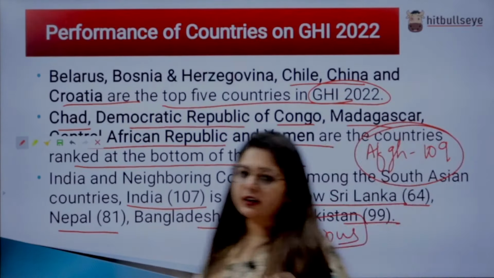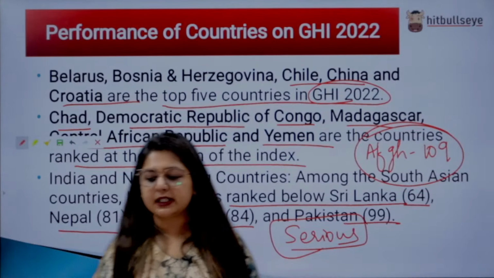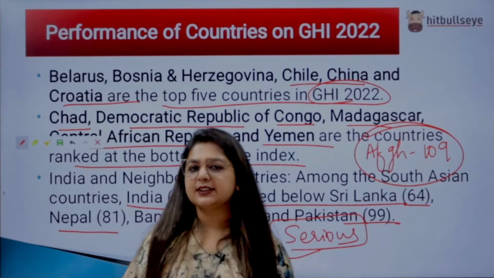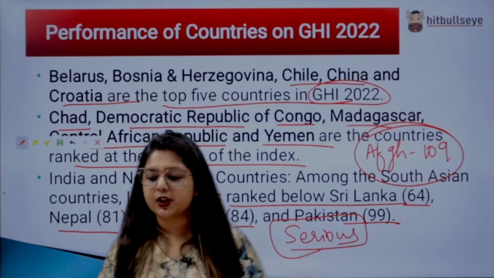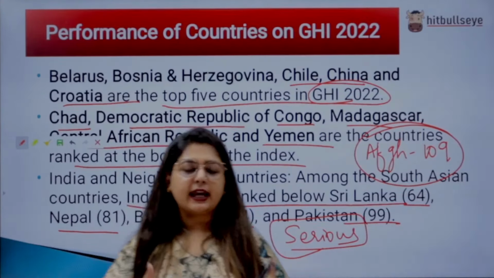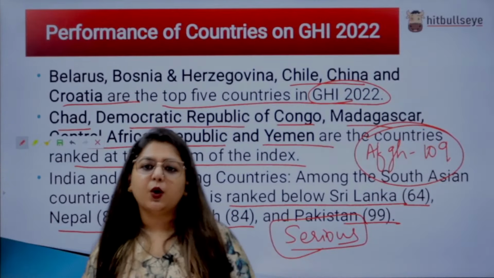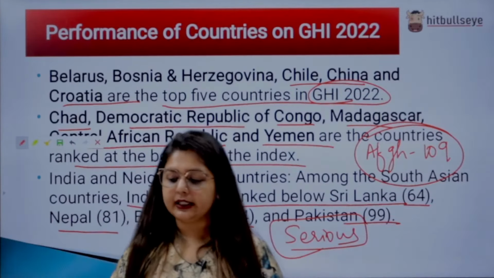Rest all the neighboring countries have performed well in this particular index. So China, with a score of less than 5, has topped the chart, of course, in South Asia. And again, China has performed well in all of these major indicators, right?